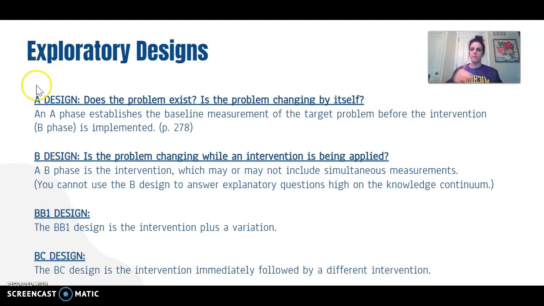Exploratory is the ones that we just described at the end of the last video, where you're just gathering kind of basic information where you can start to craft hypotheses. I think that's the right word.